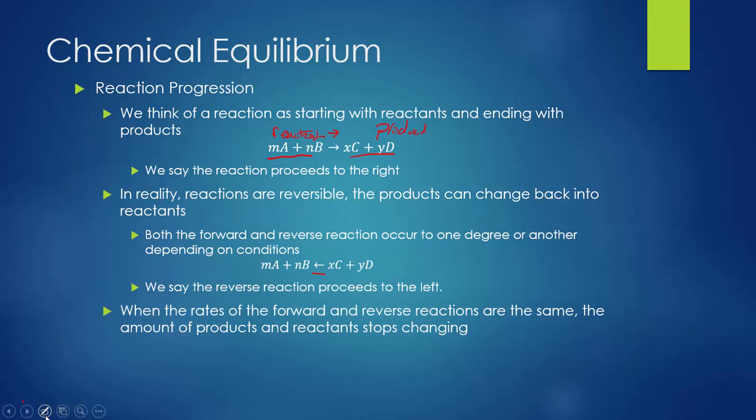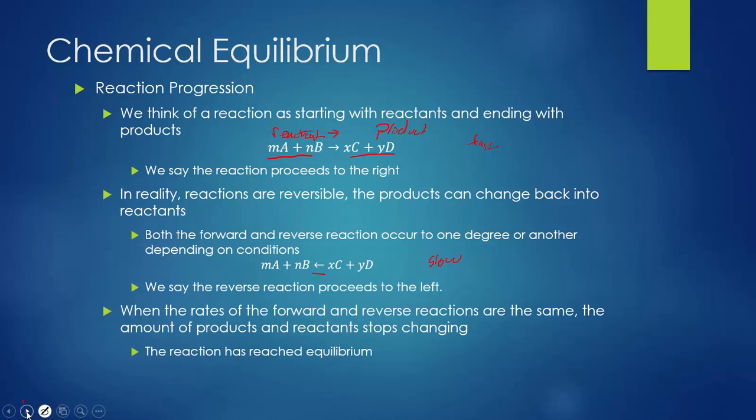And so what happens when both of these reactions are happening at the same time? Well, if they're not happening at the same rate, say if this one's happening fast and this one's happening slow, then the net reaction is going to be to the right. We're going to end up getting more product and less reactant. But if they're happening at the same rate, then the amount of reactant and the amount of product is not going to change, and we'll have reached dynamic equilibrium.